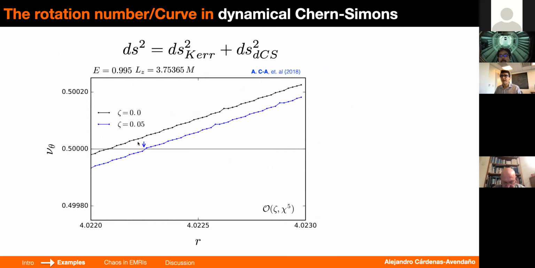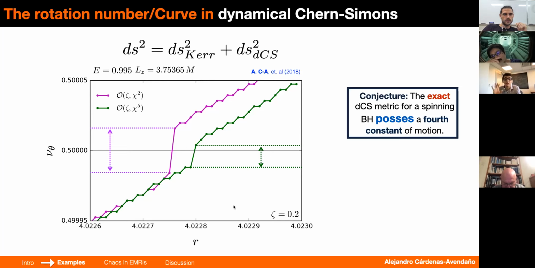But now again, the question is, are these changes coming because you don't have the full solution, or because dynamical Chern-Simons doesn't even have a fourth constant of the motion? So we studied this numerically extensively, and for example found that if you have your solution to second order, you find this abrupt change in the frequencies, but as soon as you make your solution more precise, let's say you now go to fifth order, these signatures shrink. And that allowed us to conjecture that the exact dynamical Chern-Simons metric possesses a fourth constant of the motion. This was done numerically and extensively for many cases, and this was generically what we found.